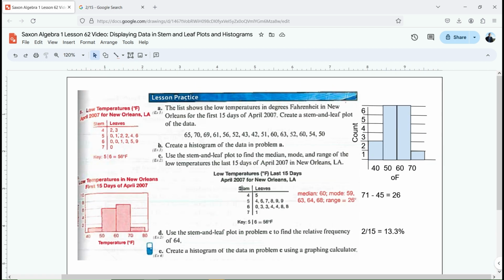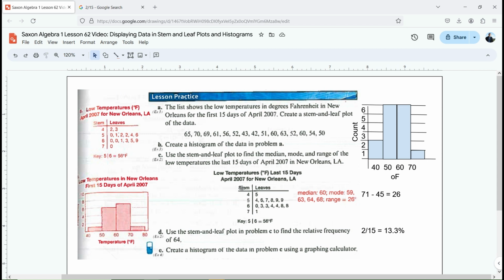All right, you are now expert histogrammers. You should be able to do the assignment for this lesson.